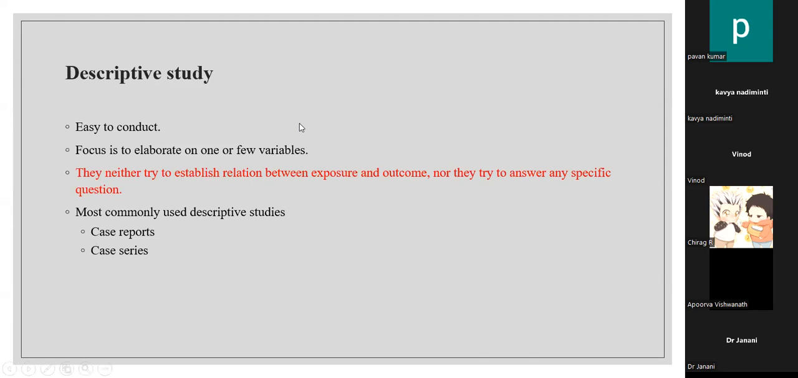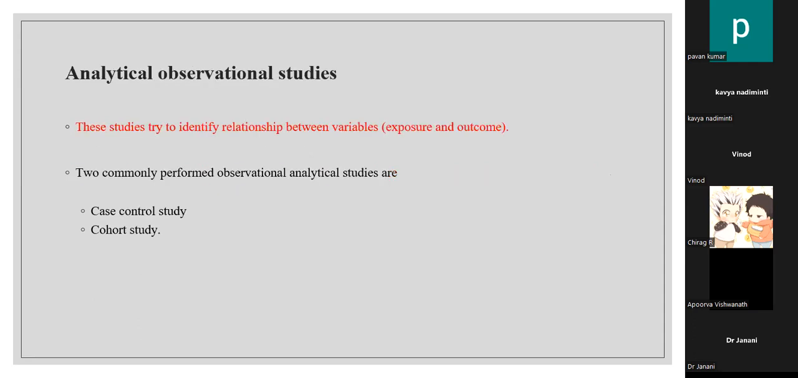Descriptive study is easy to conduct. The main focus is to elaborate on one or a few variables, but it neither establishes a relationship between the exposure and outcome, nor tries to answer any specific question. The most commonly used descriptive studies are case reports and case series. Analytical observational studies are used to identify the relation.